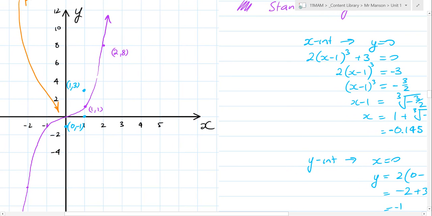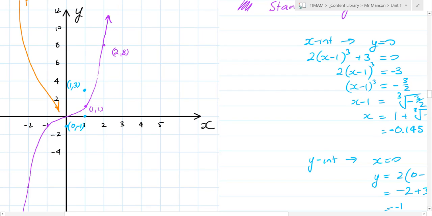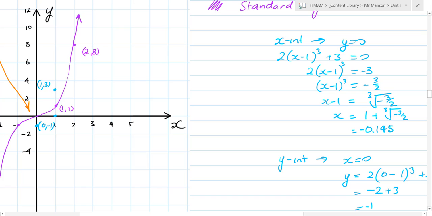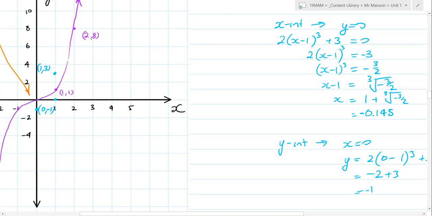I don't want it to be negative. Cube root of that will be negative. Oh, sorry. No, I know the problem is. Negative 2 plus 3 is positive 1, so this is not my y-intercept. Let's change that and do it properly this time.